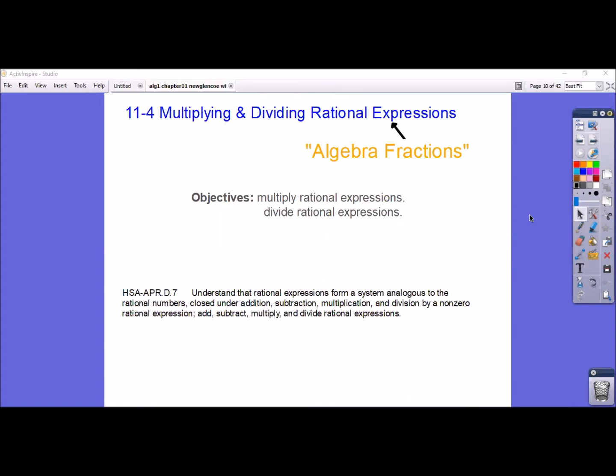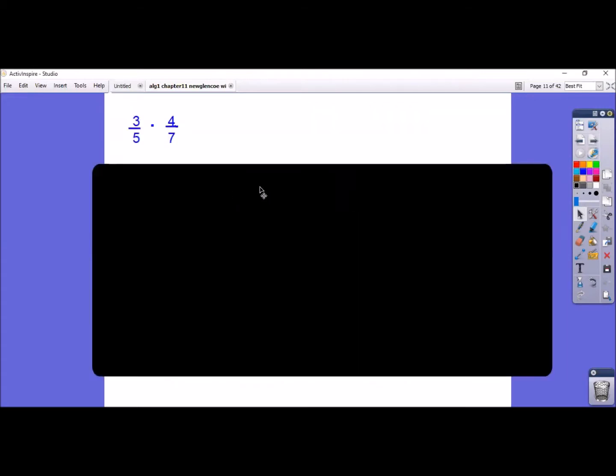Today we're going to learn about multiplying and dividing rational expressions. We'd like you to come underneath those two words and write algebra fractions, because you really need to be thinking about the operations of multiplying and dividing of fractions. So we're going to start with multiplying. Let's do just regular fractions, and then we'll get to the algebra fractions.